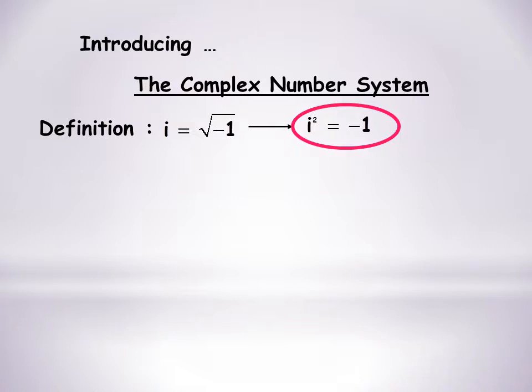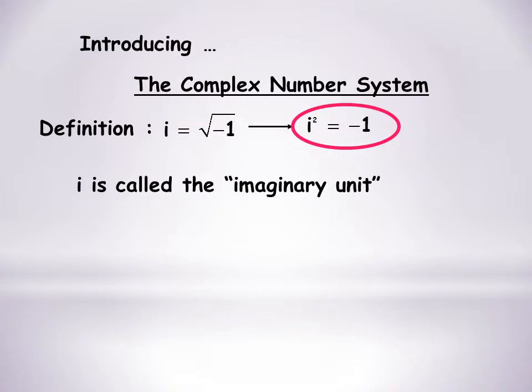A more important thing to know, however, is that i squared equals -1. If you look at i equals the square root of -1 and square both sides, when you square a square root, you get the number back again. So i squared equals -1. So i is called the imaginary unit.